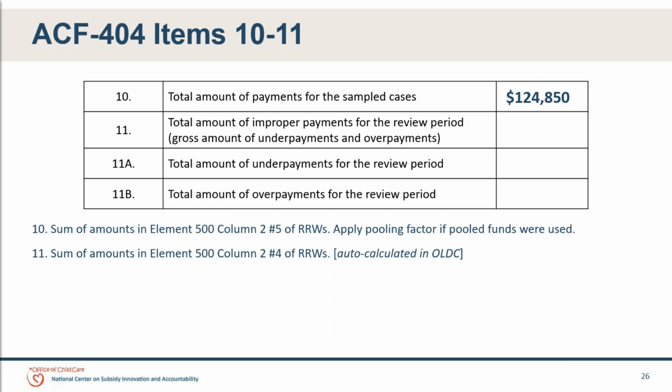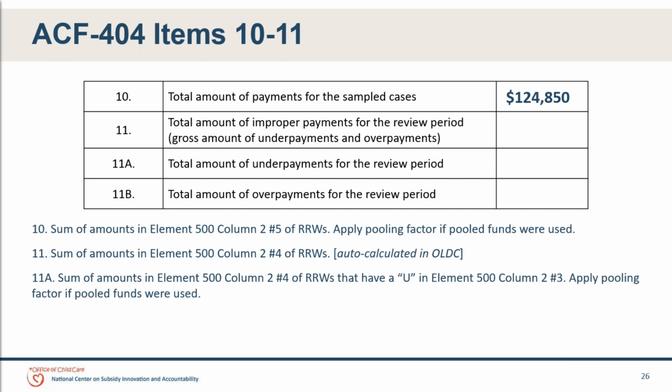This is another item that is auto-calculated, so I want to skip this for a moment because it is calculated by taking the sum of 11A and 11B. So I'll move on to 11B. This is asking for the total amount of underpayments for the review period. So here you're going to sum up the amounts entered in element 500, number 4 of the record review worksheet, but only for those that have a U entered in element 500, column 2, number 3, right?